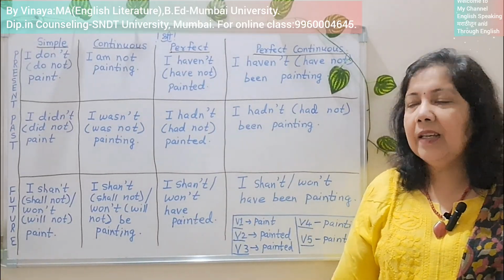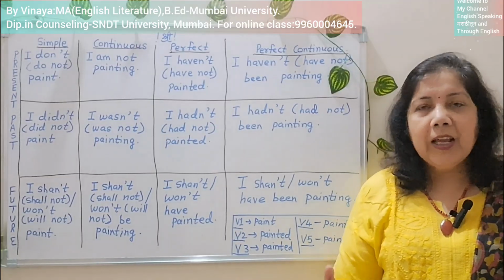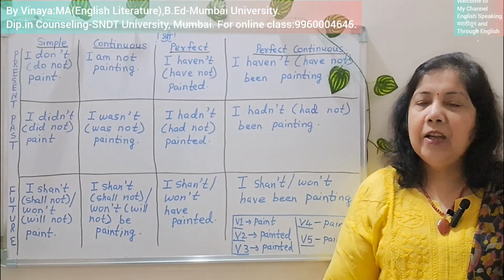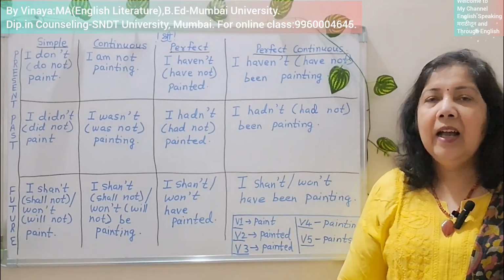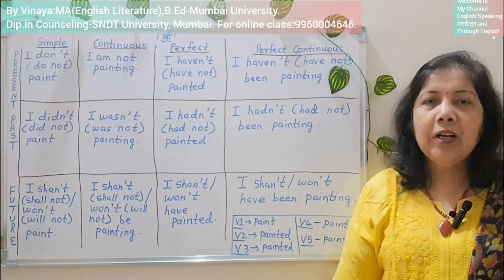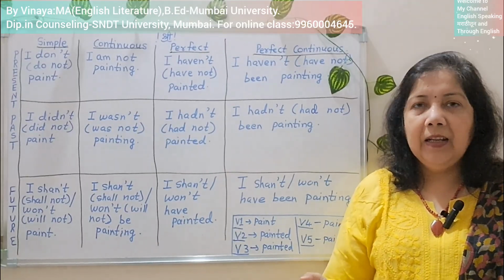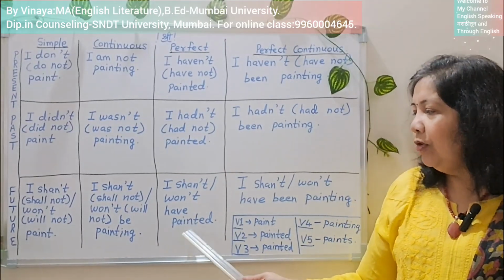Now next is future perfect tense. Future perfect tense sentence: I shan't or I won't have painted. Four times I will say the same sentence. I shan't have painted. I shall not have painted. I won't have painted. I will not have painted. Again the same as I have told over here, shall and will.